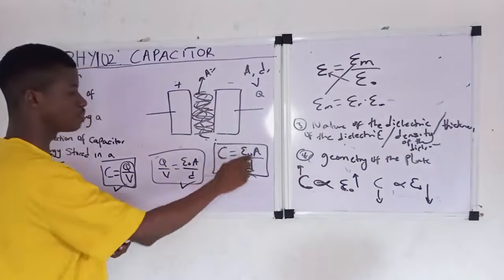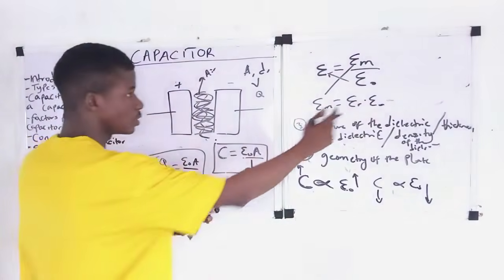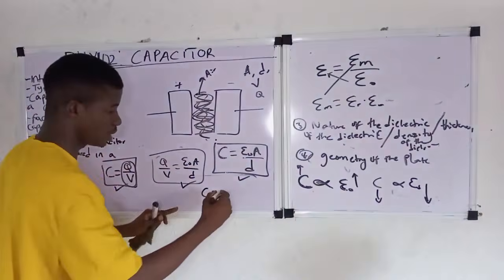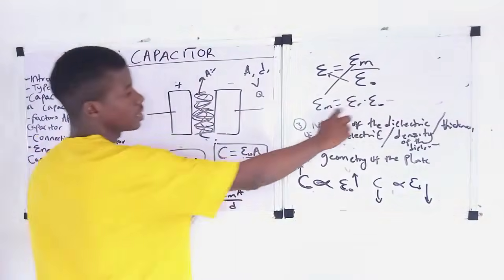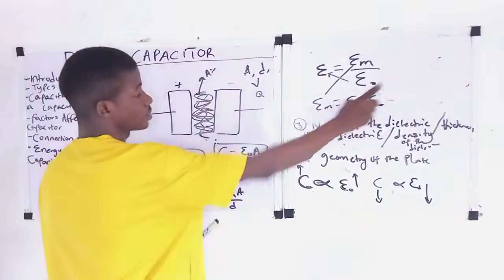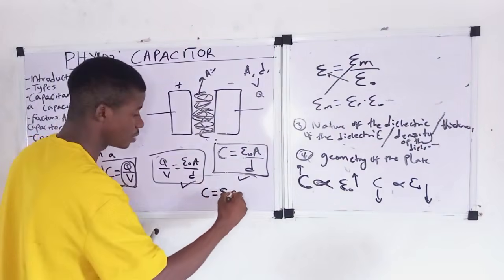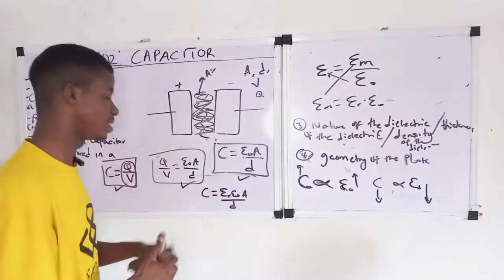So if it's a material medium, let me give you another formula. Therefore, in a material medium, C will be equal to Em A over D. And what is Em? Em is relative permittivity times E naught. So in place of Em, we can put E r E naught, then times A divided by D.